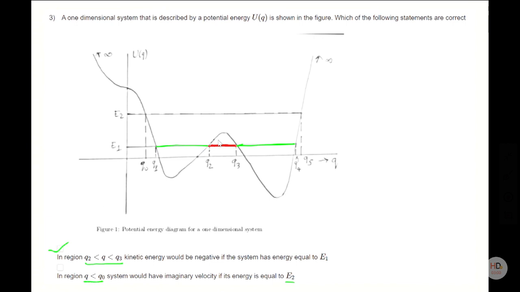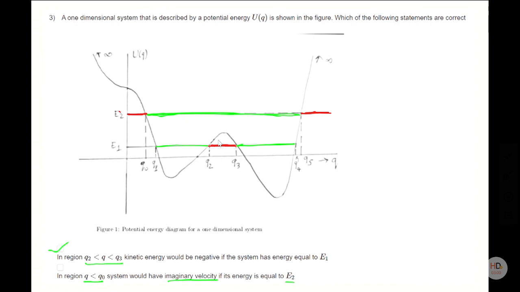And the second one is, if the energy is equal to E2, in the region Q less than Q0. So now this is E2. In the region Q less than Q0, it's not allowed, right? And similarly for Q greater than Q5, it's not allowed. Within those two points, the system is allowed to exist. So in the region Q less than Q0, the system would have imaginary velocity if its energy is equal to E2. Is this correct or not?